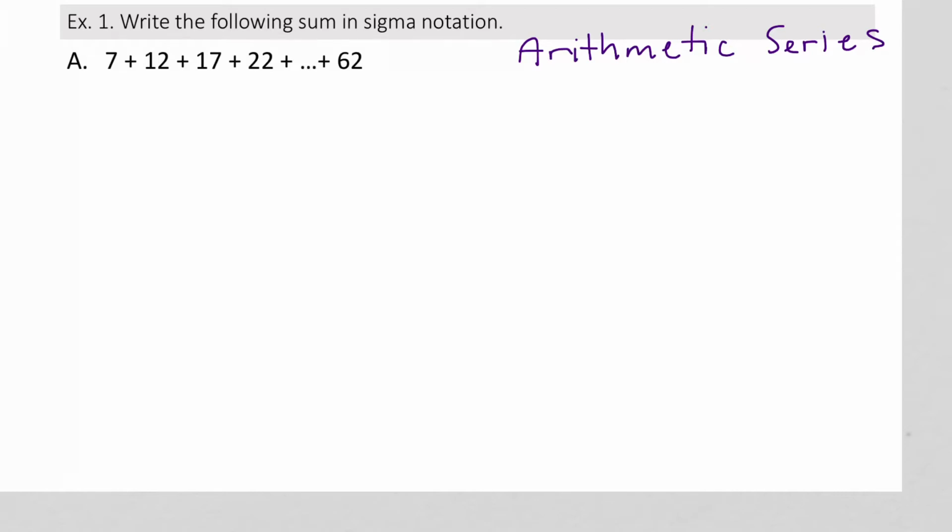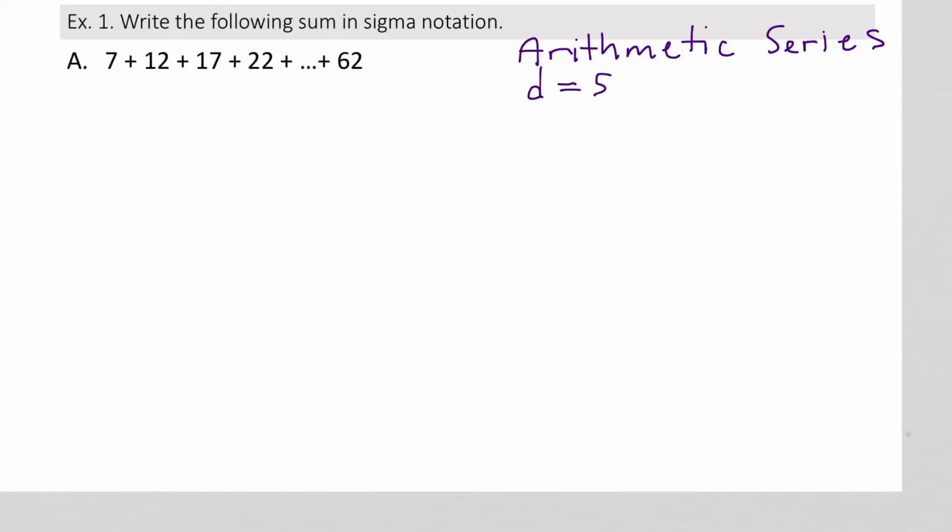So what we have here is an arithmetic series. And the way that you can tell whether you have an arithmetic series is to subtract successive terms and see if you get the same difference. So 12 minus 7 is 5, 17 minus 12 is 5, 22 minus 17 is 5. So we call that spacing d is equal to 5. All right, so I have an arithmetic series.